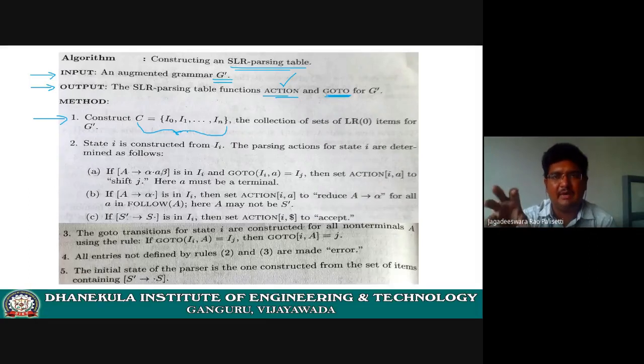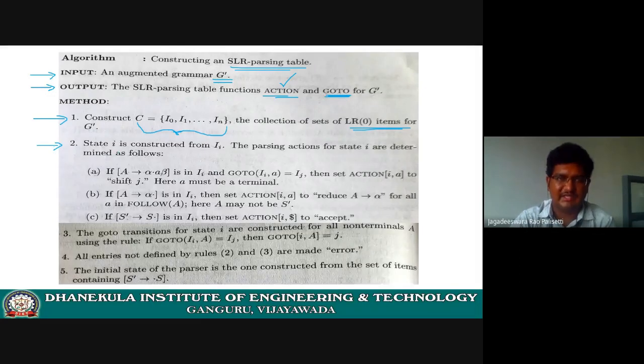Those states are nothing but the collection of production rules which are relevant. So that's what they are referring: the collection of sets of LR(0) items for the given grammar G'. This is the same point that we did in LR(0) also. So go for the second. What is given in the second? The second point states the actual process we are doing.